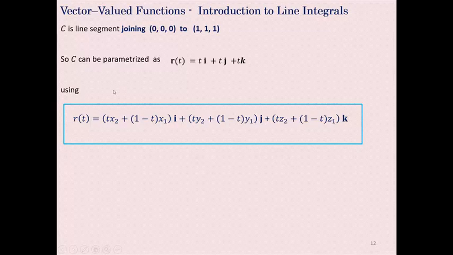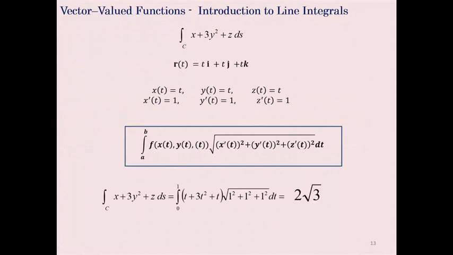Using the formula we just saw, with the coordinates of the 2 points substituted, we end up with this representation, ti plus tj plus tk. So we are now ready to apply the line integral formula. Replacing x, y, and z with the corresponding parametric equations, and simplifying the term within the square root, we can get a final answer of 2 square root of 3 after integrating this polynomial.